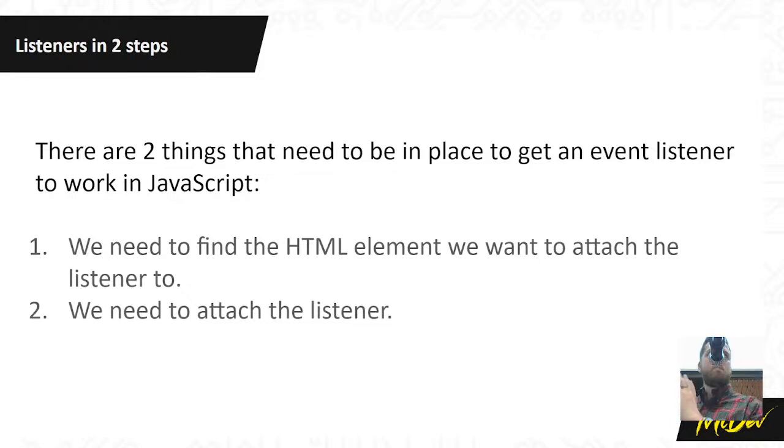Also, to reiterate and to simplify the general concept, there are two things that need to be in place to get an event listener to work in JavaScript. Number one, we need to find the HTML element we want to attach the listener to. That's where we're trying to select the element using something like document.getElementById or some other type of selector. So we first need to select the thing we want to attach the listener to, and then we need to attach the listener. Those are the two pieces of the puzzle.